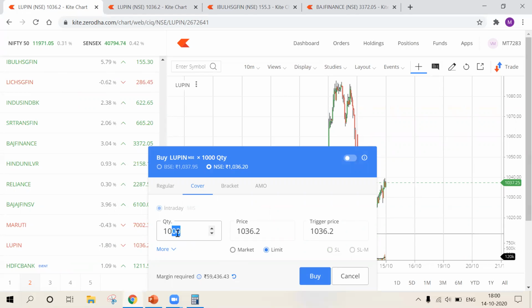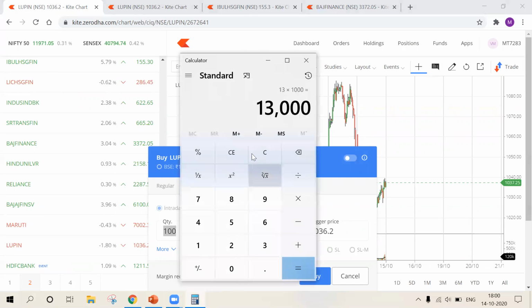Oh, that's huge. Let's stick to 500 quantities. Okay. No, not 500. 100 quantities. For 100 quantities, you only need 6,000, 5,900. Okay, for 100 quantities, your profits will be 13 into 100, 1,300 with just an investment of 6,000.